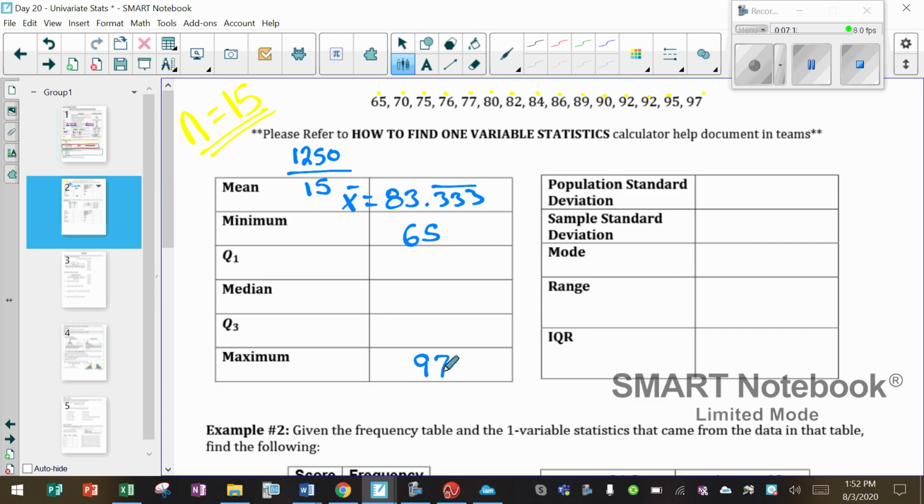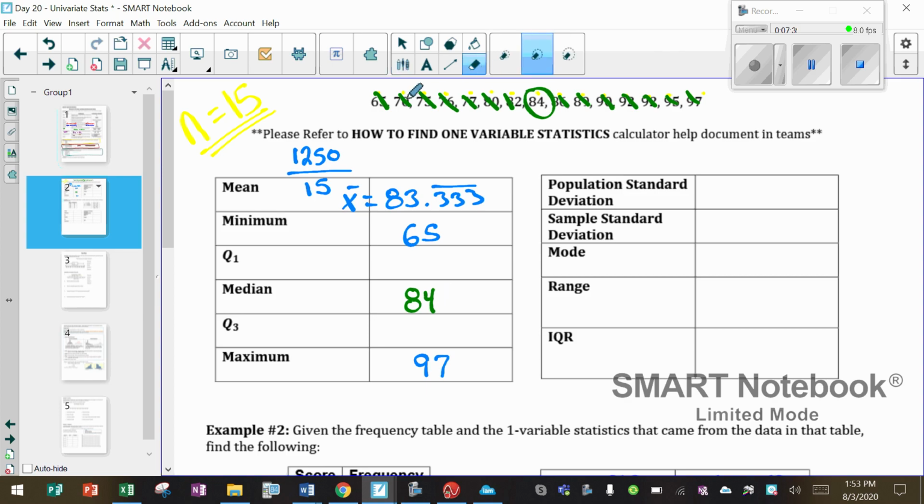And then the middle number. To find the middle number, which is our median, what we can do is just count in from each end, one at a time, until we get to the one number that is exactly in the middle. If there end up being 2 of them, I just average them. So our median is 84.